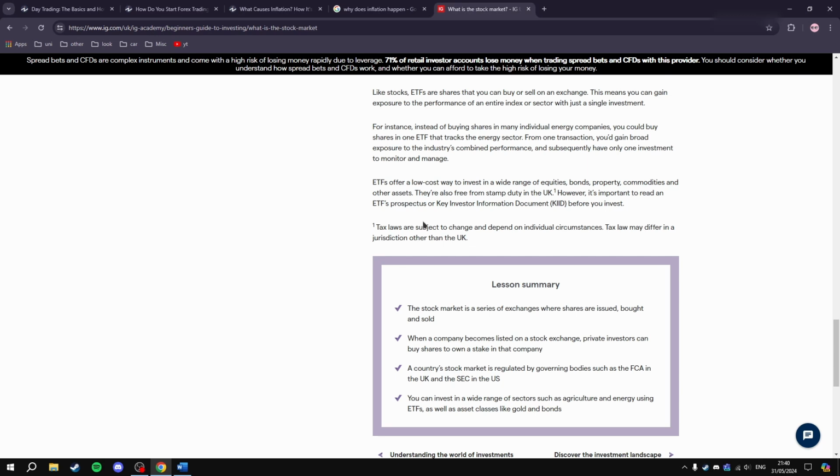ETFs offer a low-cost way to invest in a wide range of equities, bonds, properties, commodities, and other assets. They're also free from stamp duty in the UK.